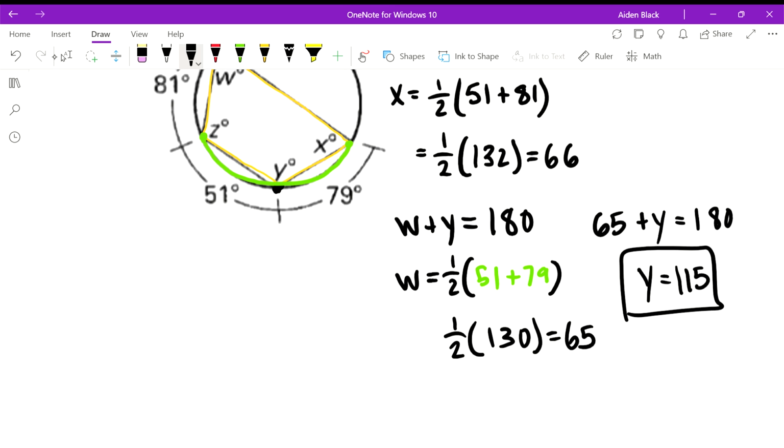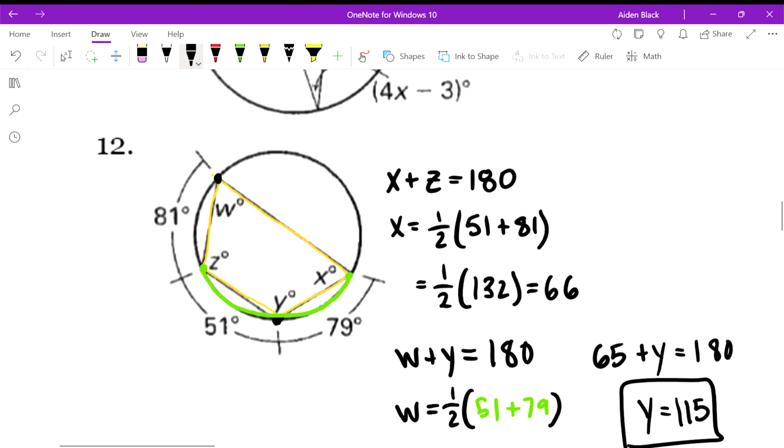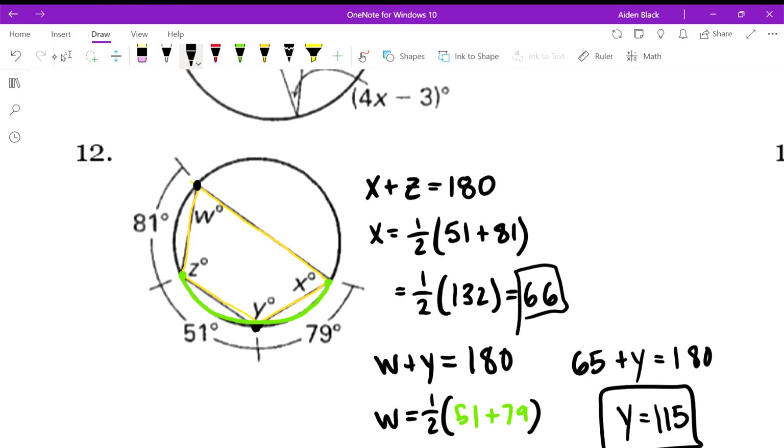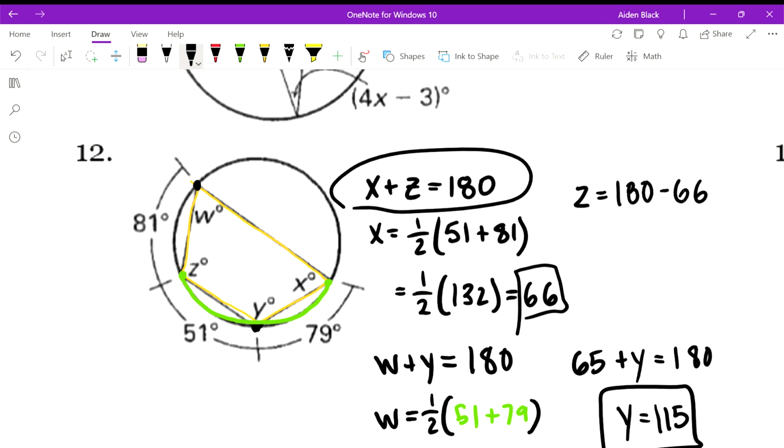So we have y, we have w, we have x, and did we get z? Did I not get z? Z is equal to 180 minus x, right? Subtract x from both sides, you get z is equal to 180 minus x, but we know x is equal to 66, so therefore z is equal to 114.